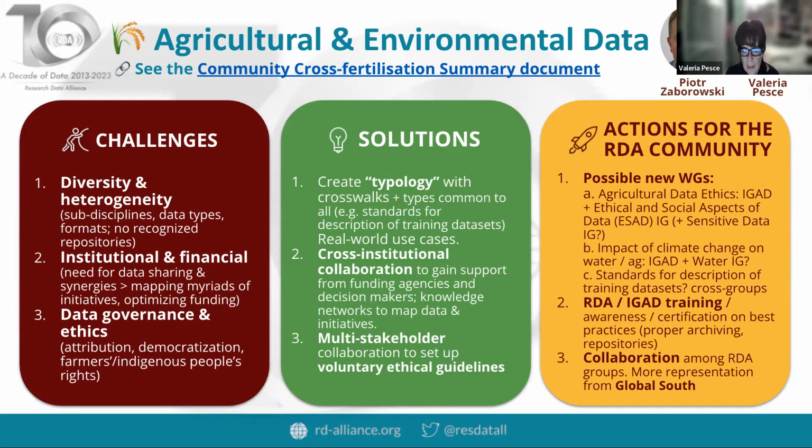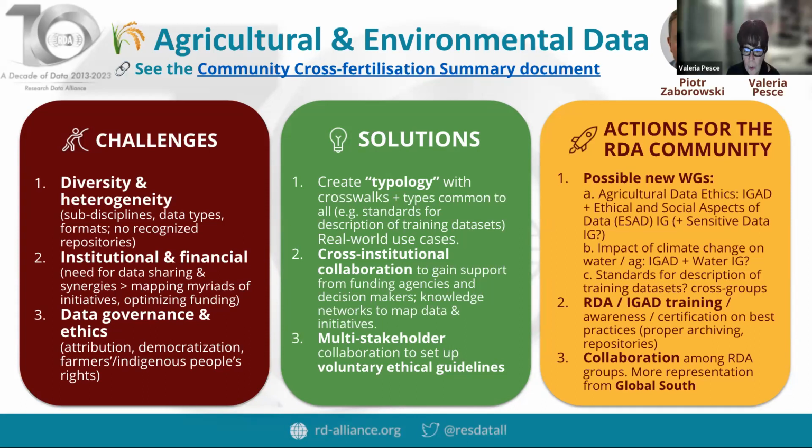Another solution that's come up in the discussions is, of course, we all want to have more cross-institutional collaboration. We want to gain more support from funding agencies, but we also need to map what is there, what everybody is doing, what the different institutions are doing. And then we need to address the third challenge, which is data governance and ethics.